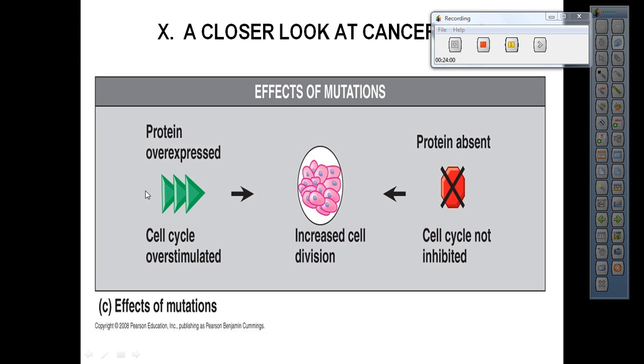So there are two ways that these mutations can lead to increased cell growth. Either we have too much of the product, overstimulation, or we are not inhibiting the cell when there might be damage to it, when we're supposed to be stopping the cell cycle. All right, that about wraps up cancer, and we are done.